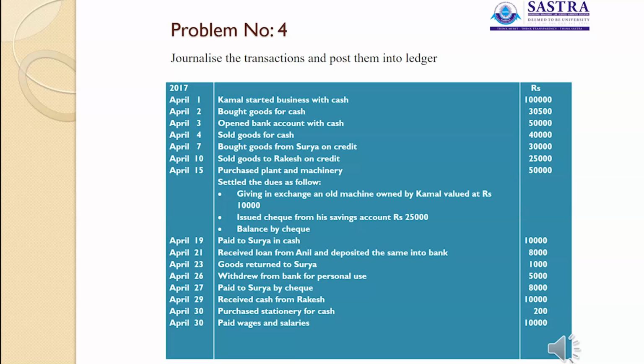23rd, goods returned to Surya rupees 1,000. 26 April, withdrew from bank for personal use 5,000. 27th, paid to Surya by check rupees 8,000. 29th, received cash from Rakesh rupees 10,000. 30th, purchased stationery for cash rupees 200. Last, 30th April, paid wages and salaries rupees 10,000.